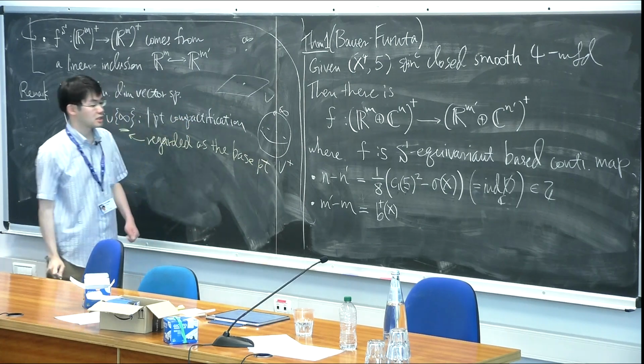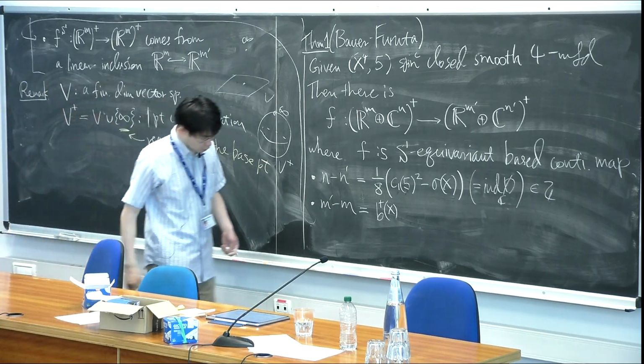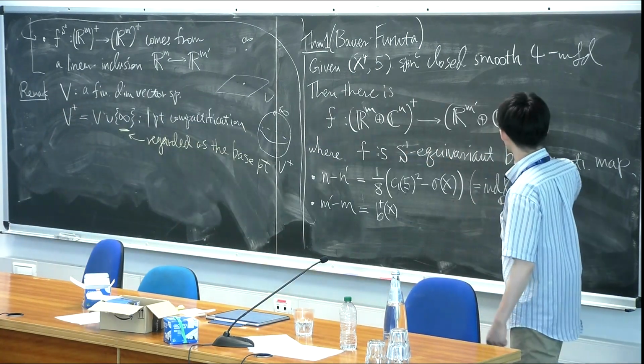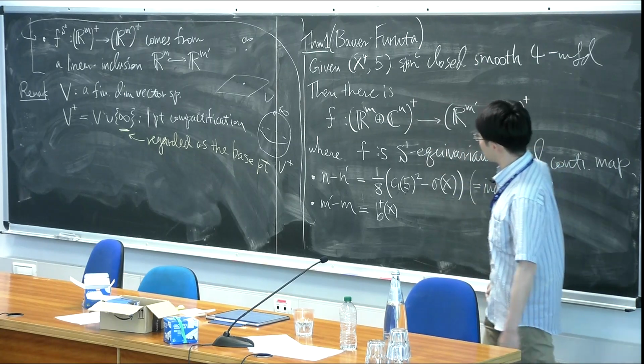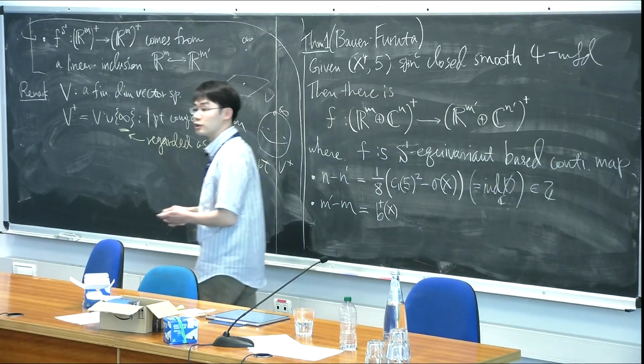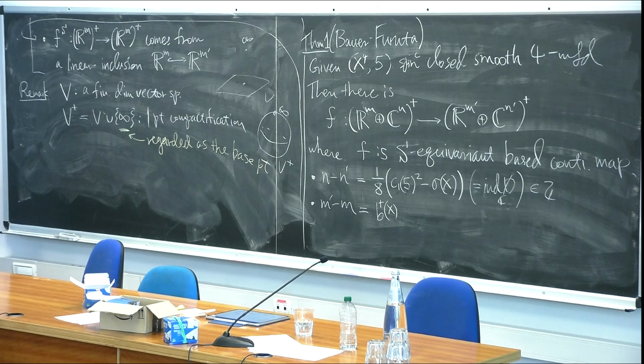So Bauer-Furuta theory is about pointed topological spaces, and this plus this point at infinity is always regarded to be the base point. Okay? And what else have I not explained?